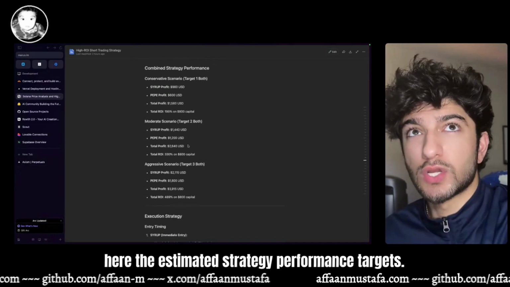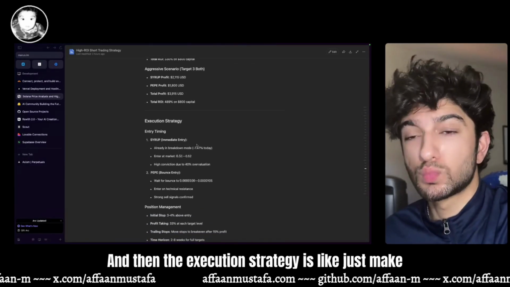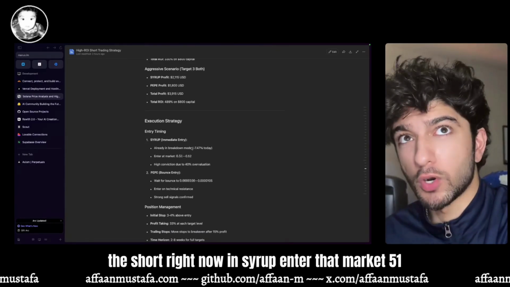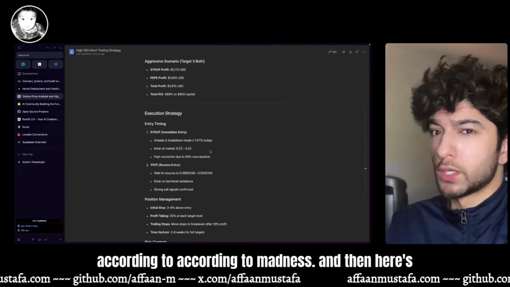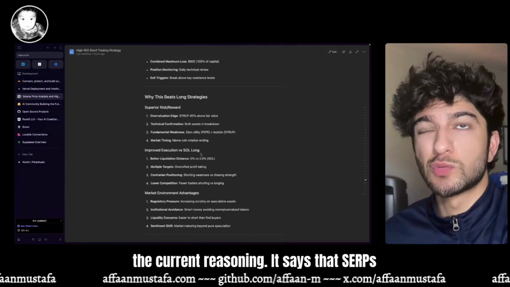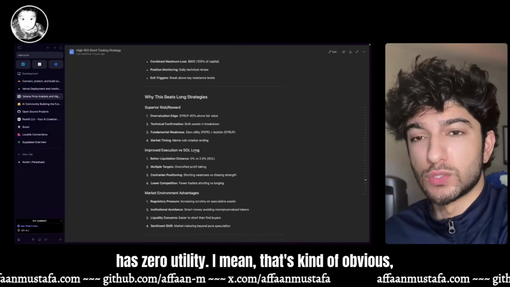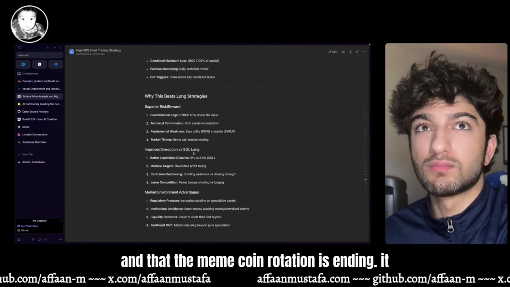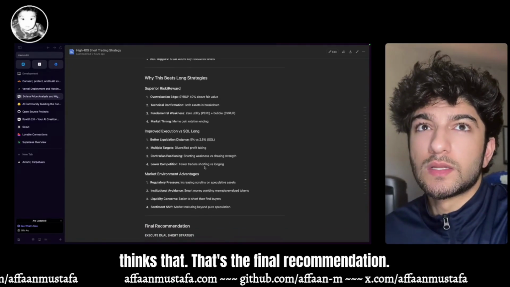And here are the estimated strategy performance targets. And then the execution strategy is like, just make the short right now in Syrup. Enter that market 51, 52 cents. And it says it's a high conviction play according to Manus. And then here's the current reasoning. It says that Syrup's overvalued. Both the assets from breakdown. Pepe has zero utility. I mean, that's kind of obvious. And that the meme coin rotation is ending. It thinks that that's the final recommendation.